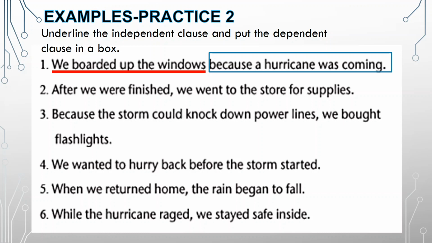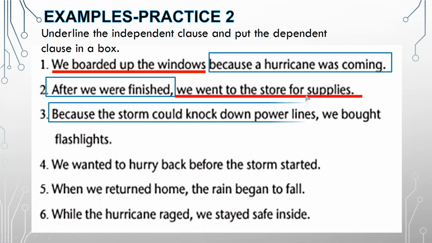All right. Let's go to number 2. So after we finish is the dependent clause, again because of the word after. So you can see after here, we were finished. After is the subordinating conjunction and the words with it until the comma. So it's easy to find because you just look for the first word and then up to the comma. Most of the time there's a comma and that will be the dependent clause. And therefore, this, we went to the store for supplies. It makes sense. It can stand alone. We call it an independent clause.